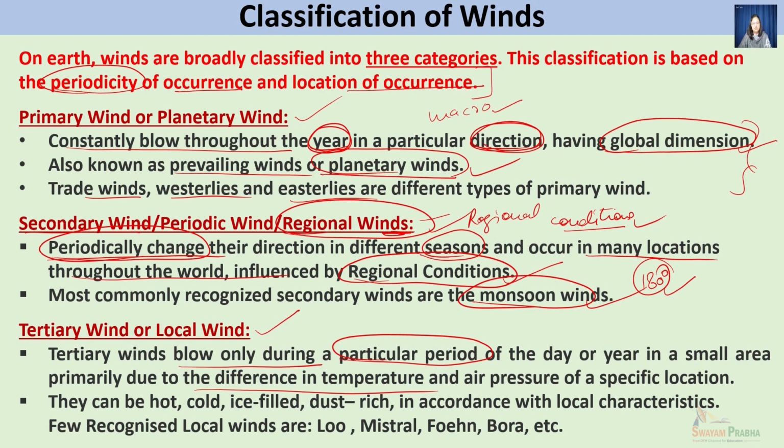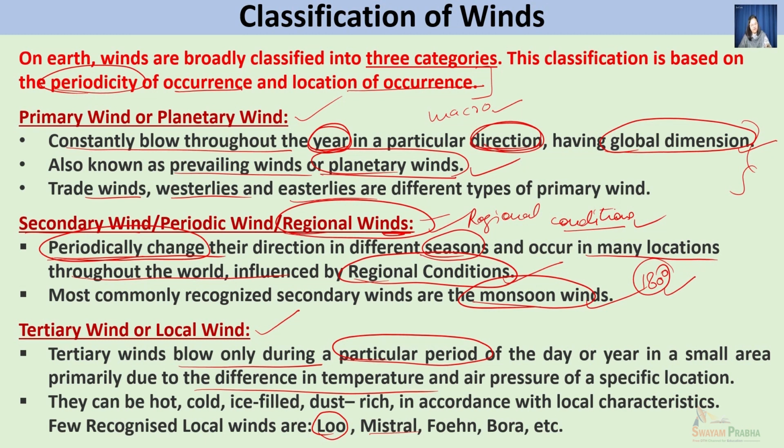A few recognized local winds are Loo, which blows in the northern Indian plains in the summertime. Then you have some European winds also: Mistral, Fohn, and Bora, which are greatly dominated by the local conditions found in certain parts of Europe.